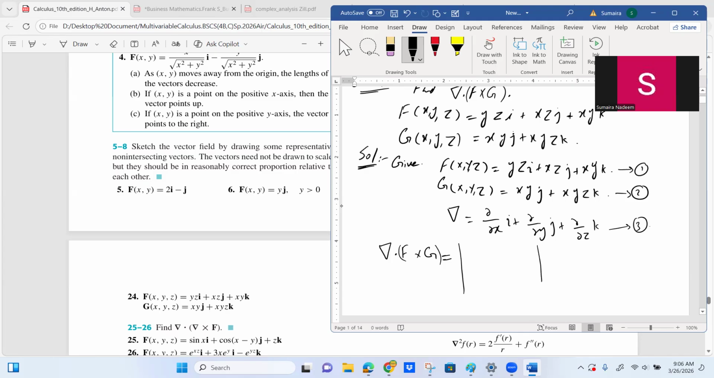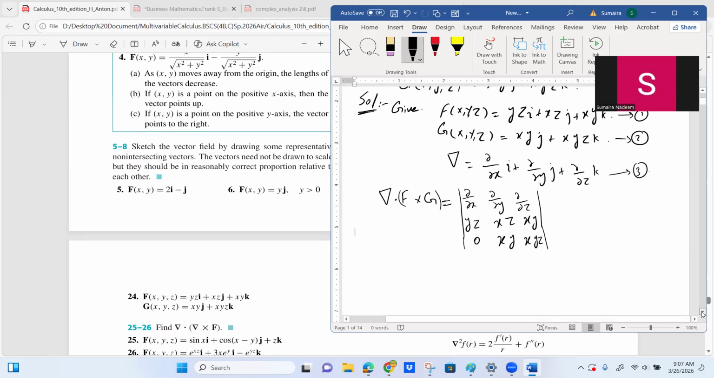Now I will take the determinant this way. If I have to find f cross g, then on the first row I write i j k, but now there are three vectors. So on the first row I will write the gradient coefficients, partial by partial x, partial by partial y, partial by partial z. In the second row I put the values of f: yz, xz, and xy. In the third row, the value of i is not shown in g of x y z, so it is 0, then xy is j, and xyz is k. These are the values for f cross g.